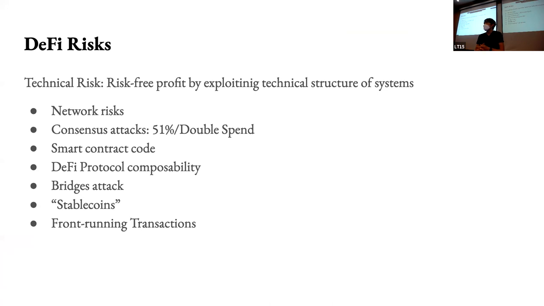There are interesting things which I think might inspire some of you. Things like network risk. How do you make sure that a protocol is safe and a consensus protocol is performant over time? Things like consensus attacks, smart contract code, and stablecoins. I put the caption called stablecoins because many things like decentralized stablecoins are still a work in progress, and we are still trying to see whether these things work or not.